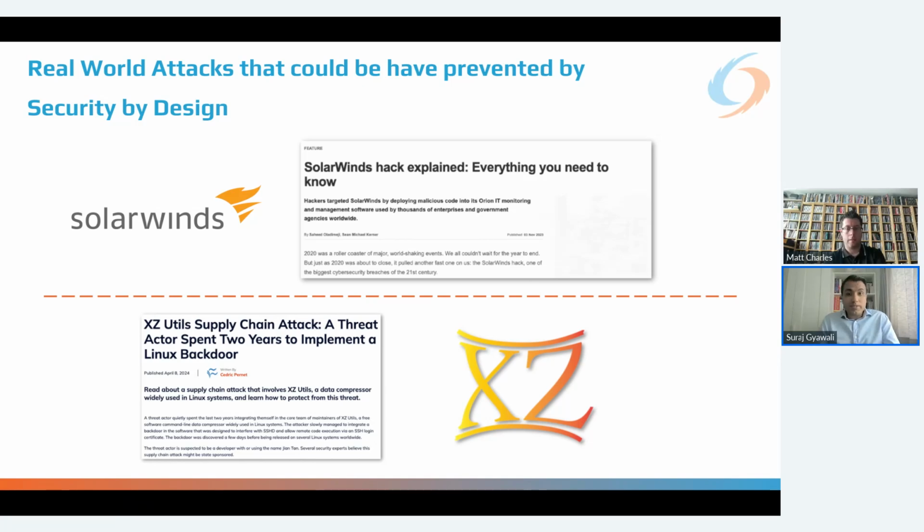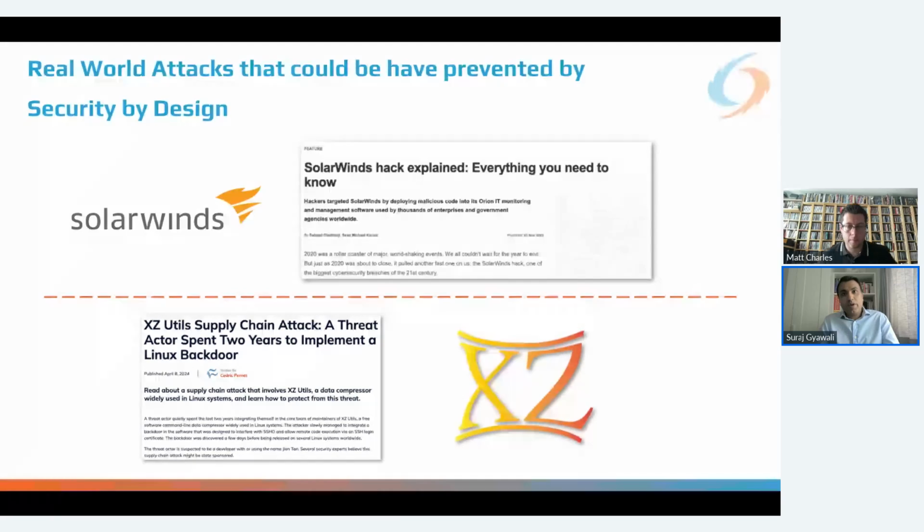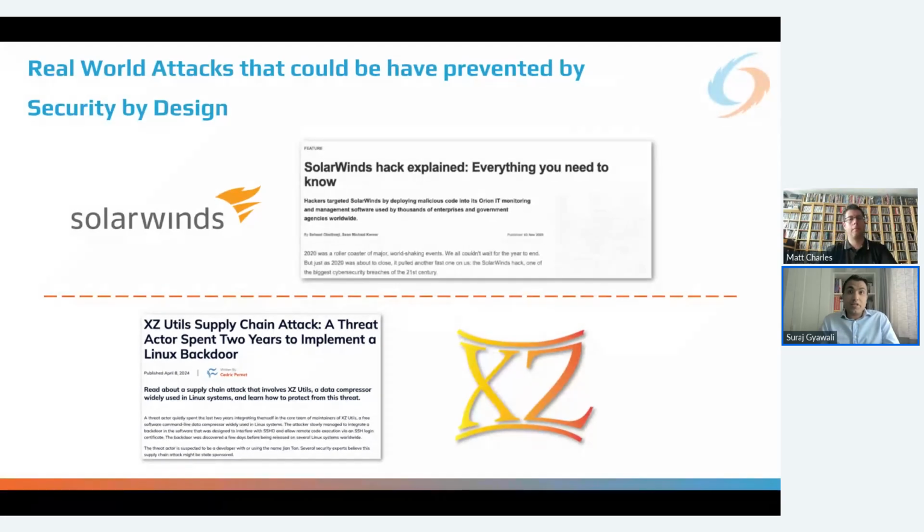What happened in this example was that a bad actor managed to compromise their CI build server to inject the malicious code. And it could have been prevented by something like code signing, right? When the signatures get compared, it could have been detected. So partly following the security by design principle would have helped to protect against this particular breach.